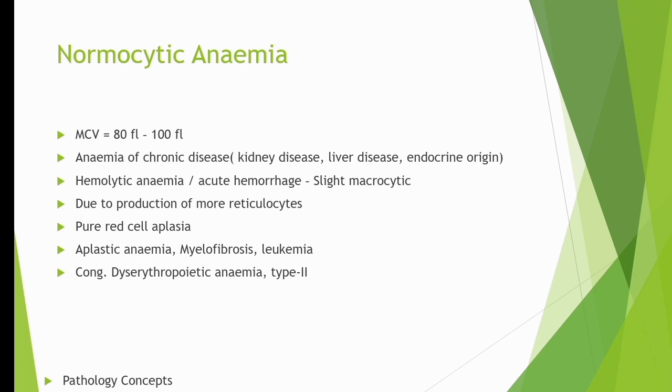Normocytic anemia with reticulocytopenia, leukopenia, and thrombocytopenia suggests intrinsic marrow disease like aplastic anemia, leukemia, and myelofibrosis. In peripheral smear, morphological changes are seen like nucleated RBCs, teardrop cells, immature leukocytes, and large platelets. Congenital dyserythropoietic anemia type 2 is the most common and is associated with normocytic anemia.